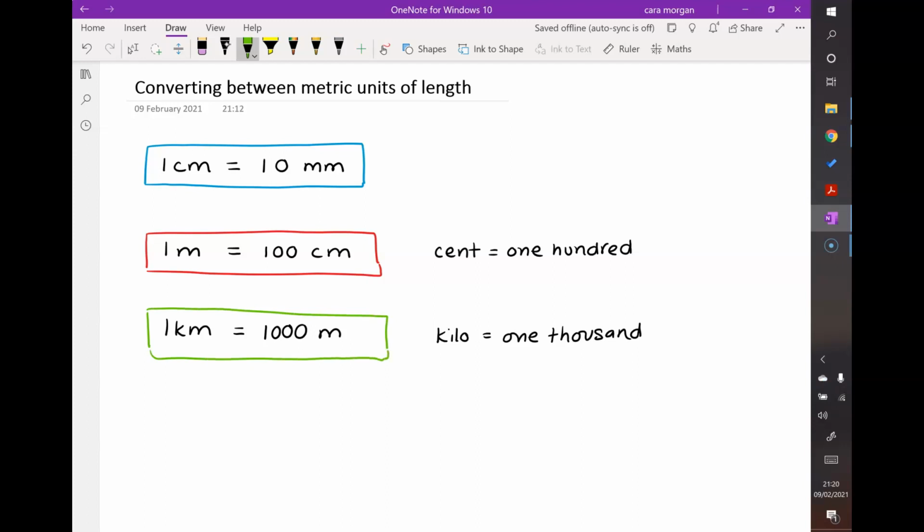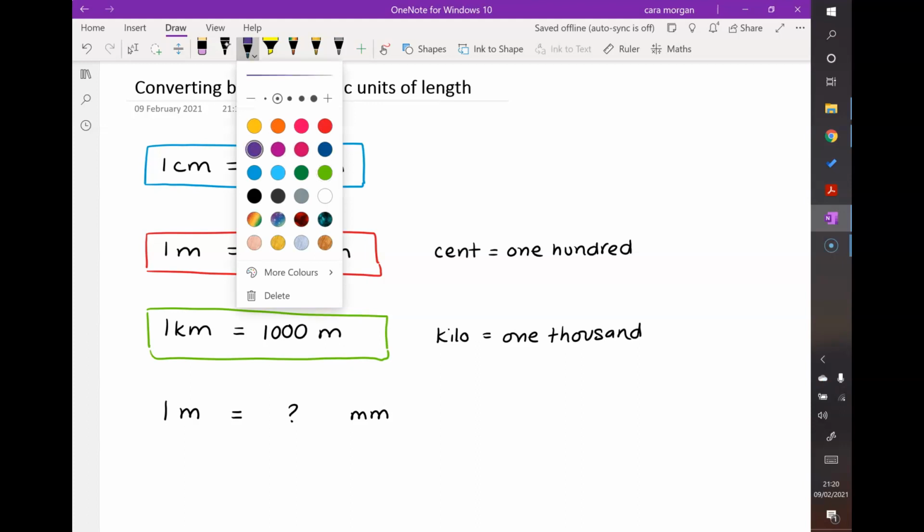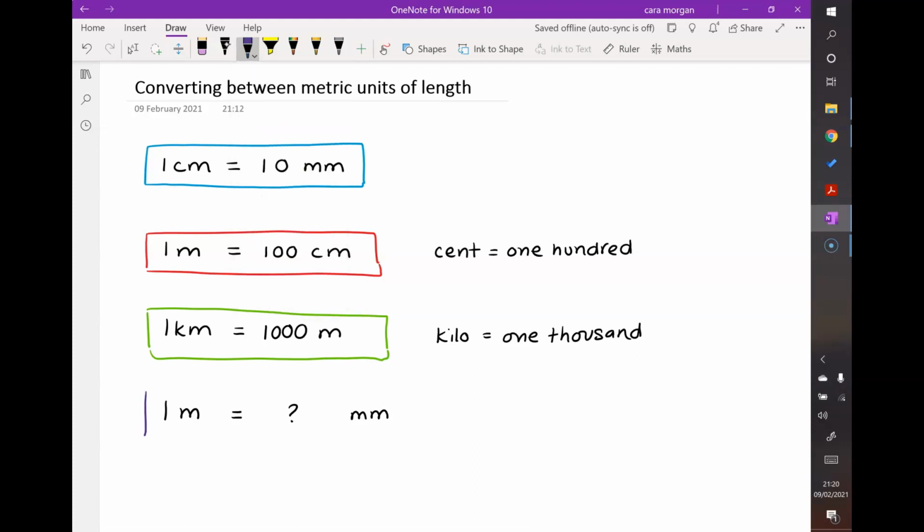Now there is one other fact that might come in useful to you, and I would like to know, in 1 metre, how many millimetres are there? And it's a fact that if you learn it, it can really help speed things up for you. I'd like you to work that out now and press pause while you do that.